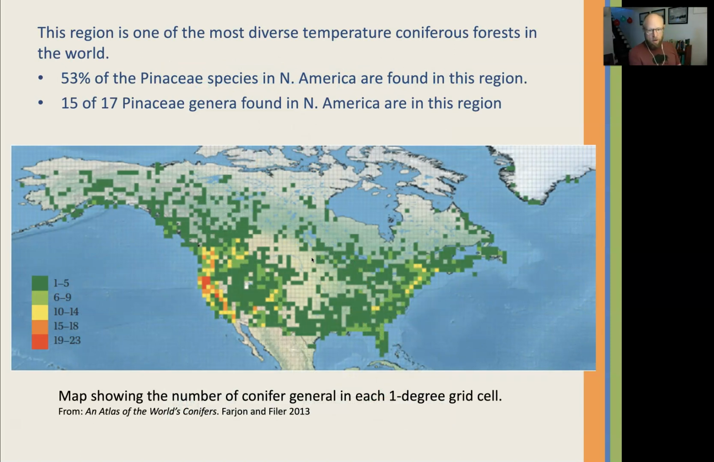Another thing that's really unique about this region is the diversity of pine species. We're specifically talking about species in the Pinus genus and the pine family in general. 53% of the pine species in North America are found in this region, and 15 of the 17 genera in the pine family are found in this region as well. So most of our pine species occur in this small area of North America, just this California region. It's a really diverse area for pines, and it's known globally for that.